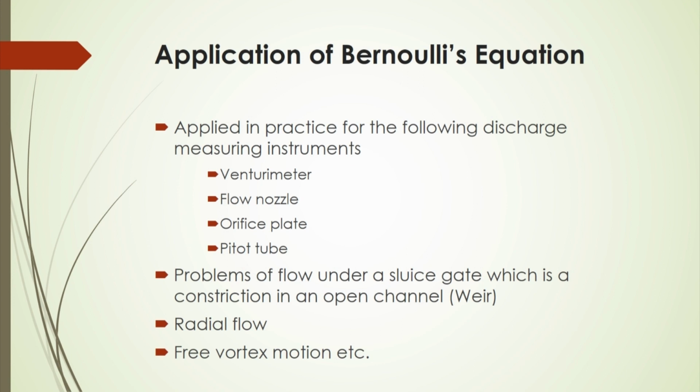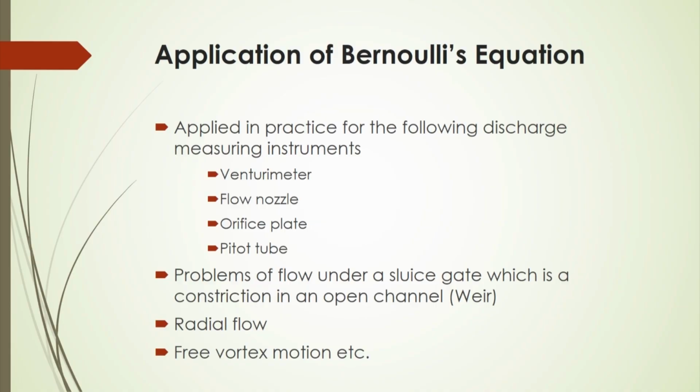And another important measuring instrument is the orifice plate, by which you will be able to calculate the velocity at a particular location. And also the pitot tube: in the streamline, you will be able to calculate the dynamic pressure and static pressure by this pitot tube based on Bernoulli's equation.